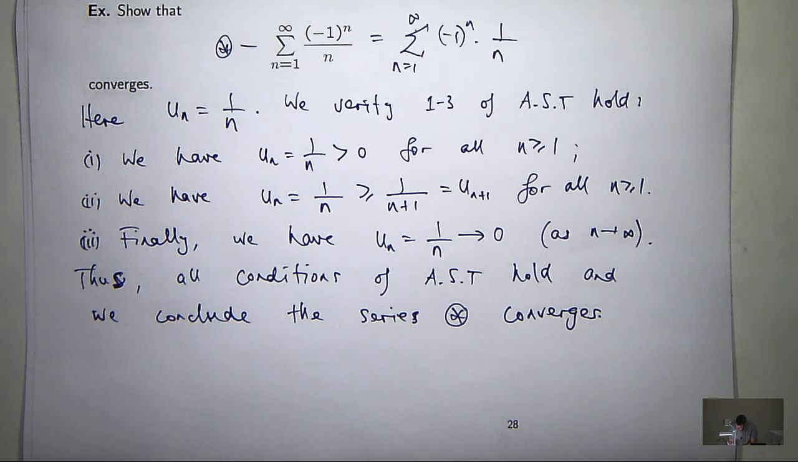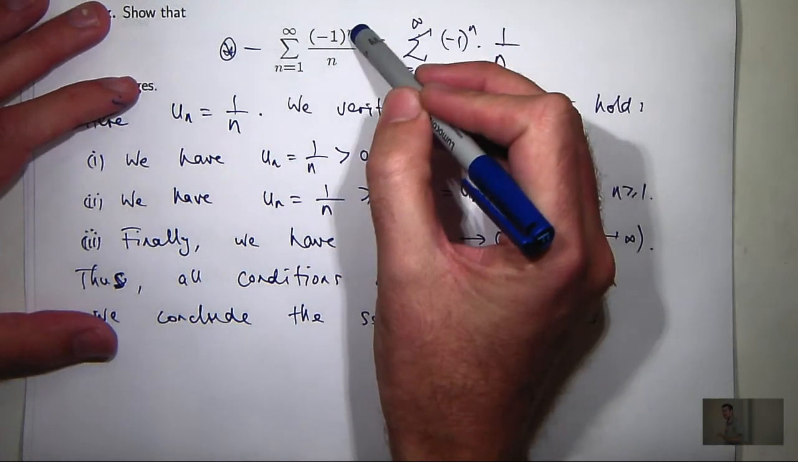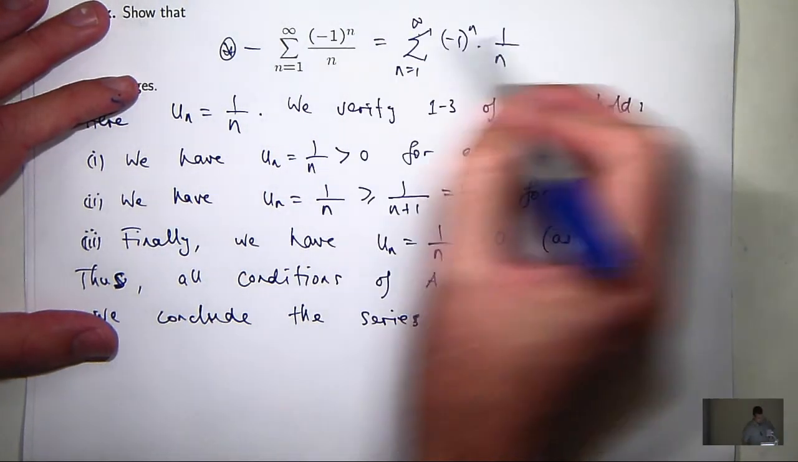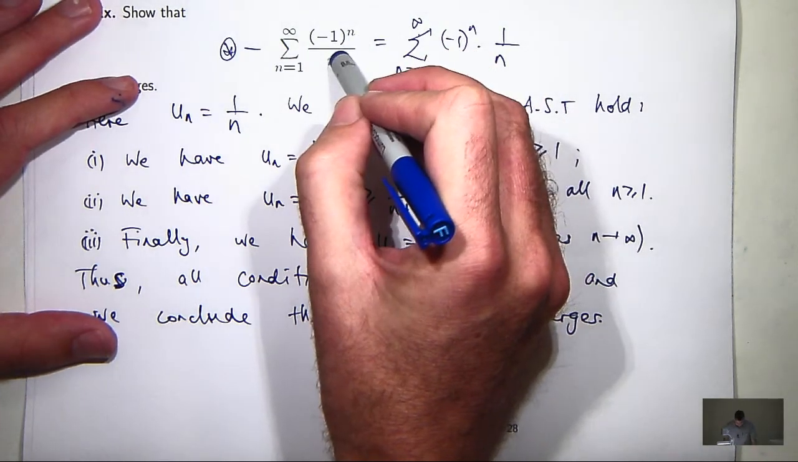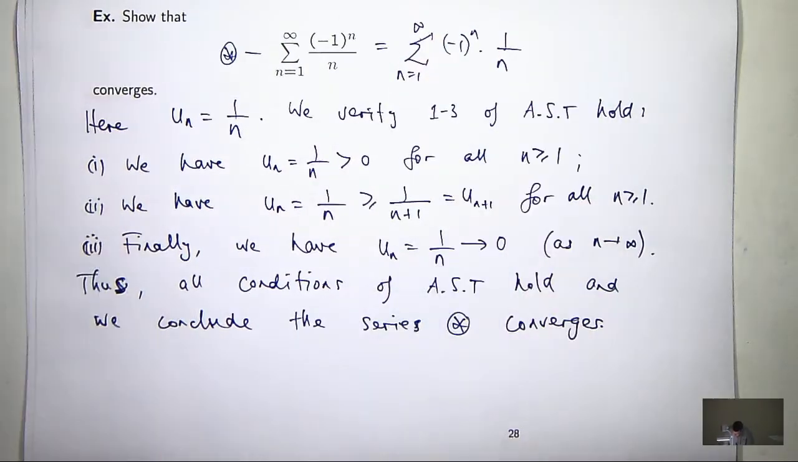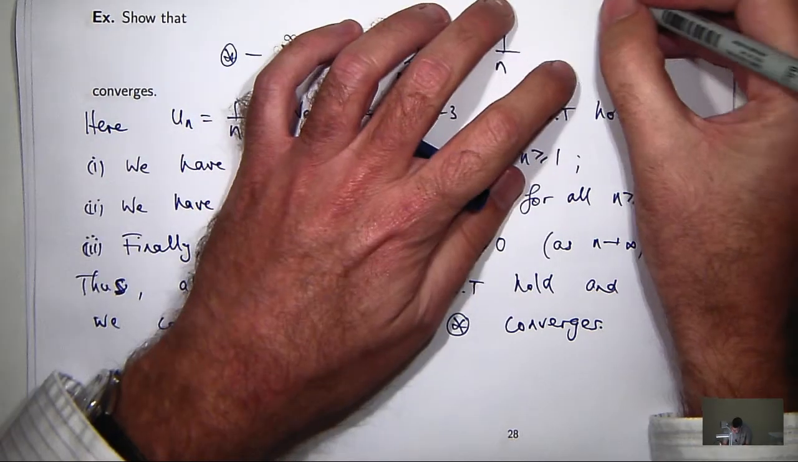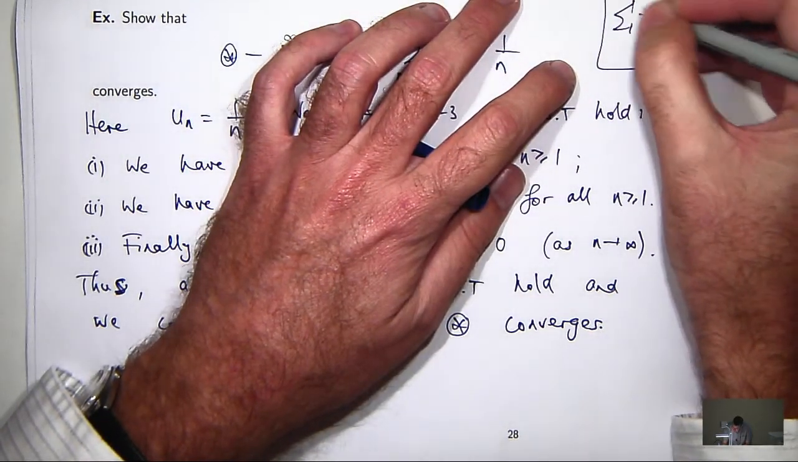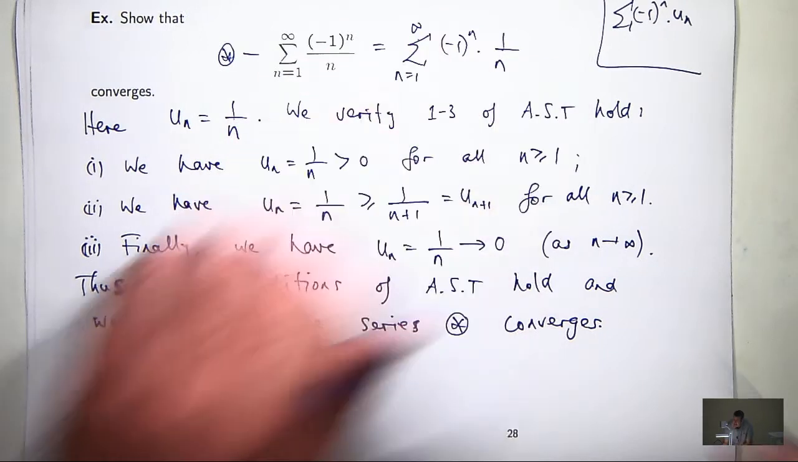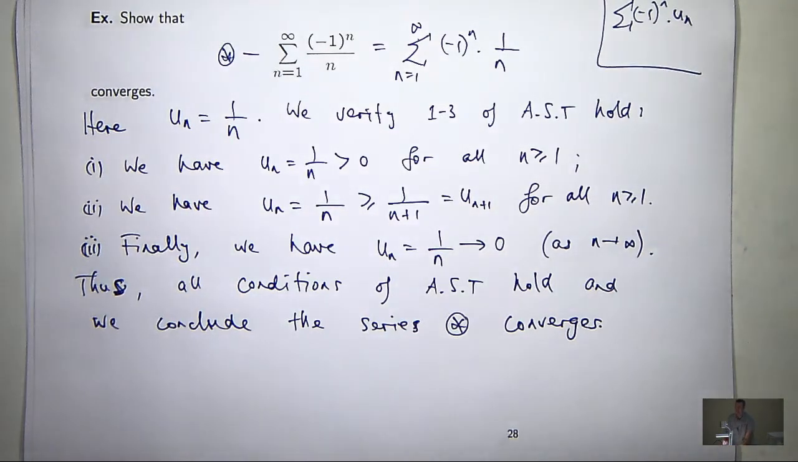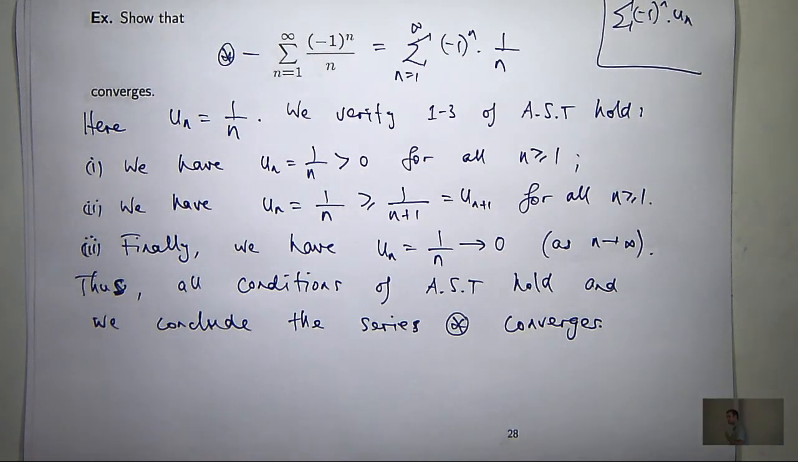Any questions? Yes? How do you go about choosing your u sub n? Oh, good question. Well, the u sub n is there. The u sub n is 1 on n, so the 1 on n comes from there. Because the original setup is always something like (-1)^n times u sub n. You with me? So you don't have to choose anything in this case. Any other questions? Okay.